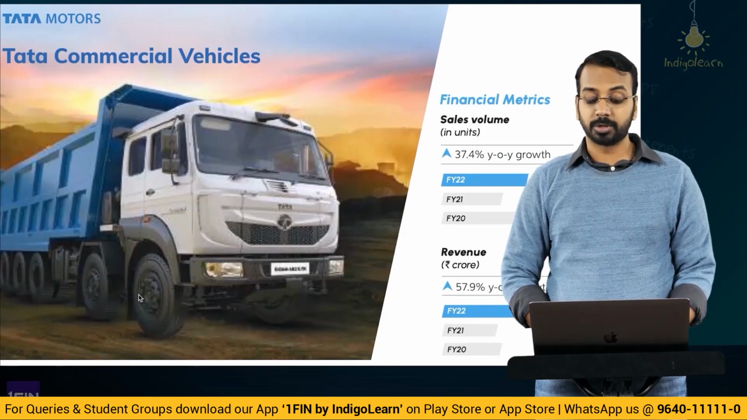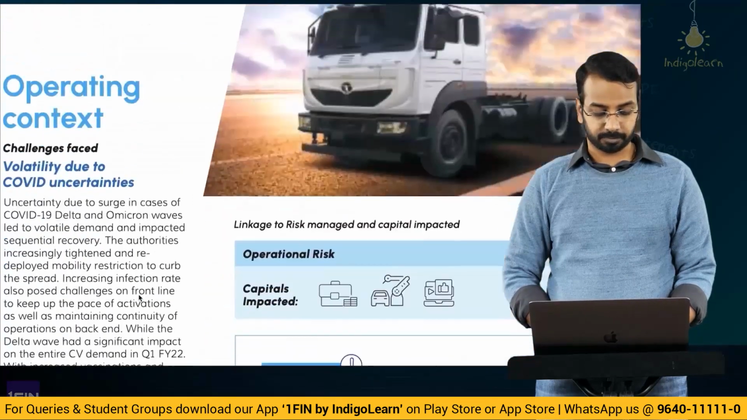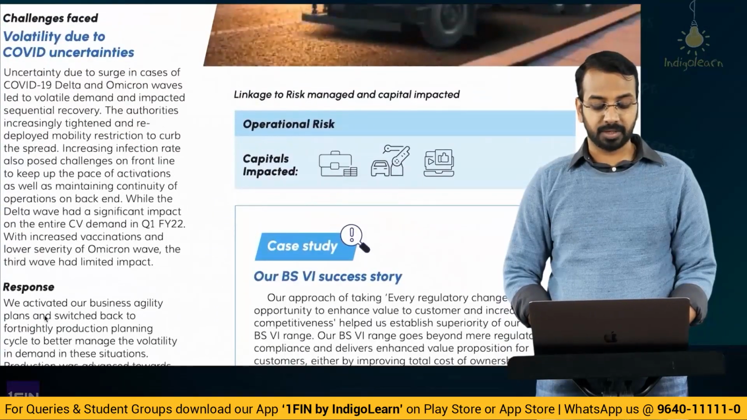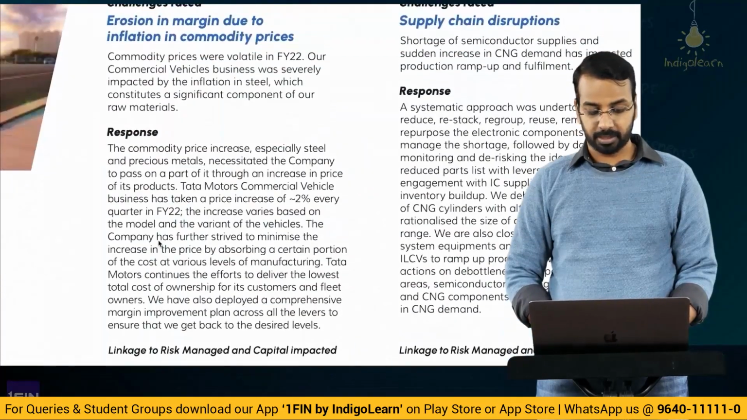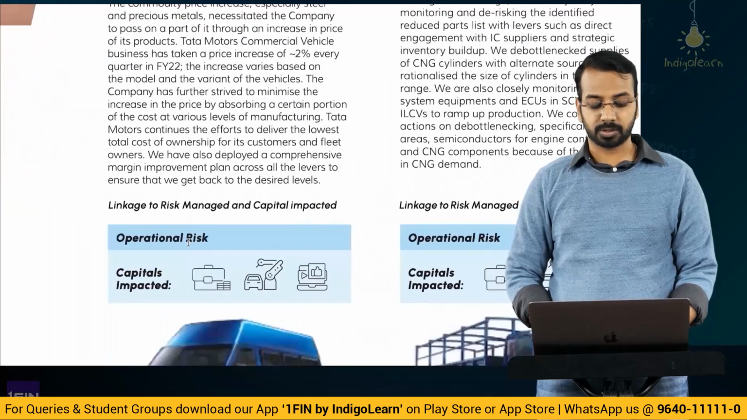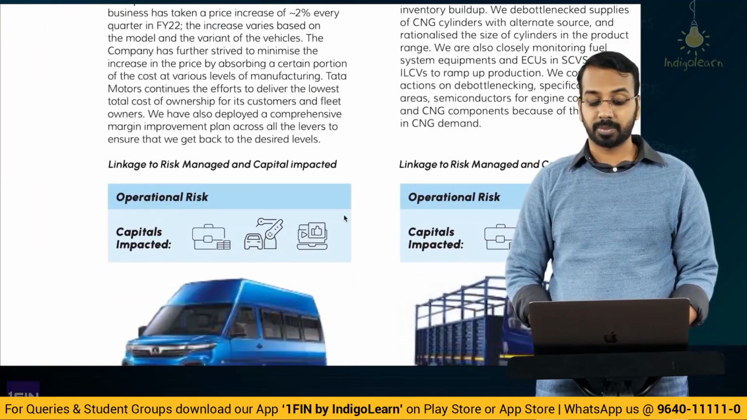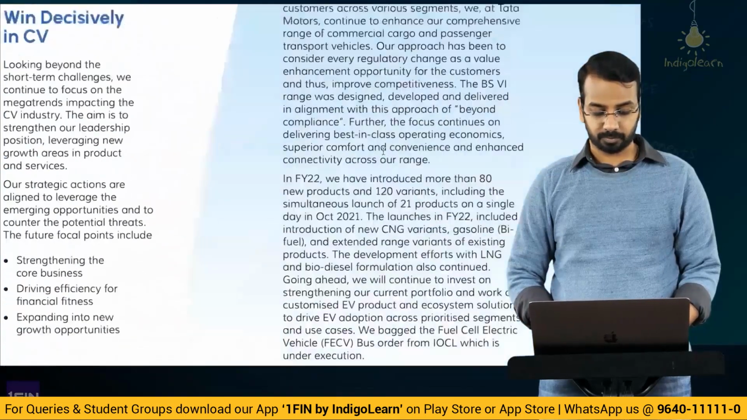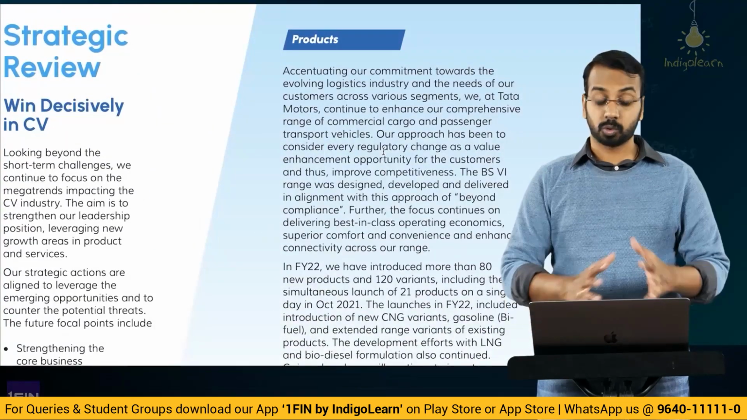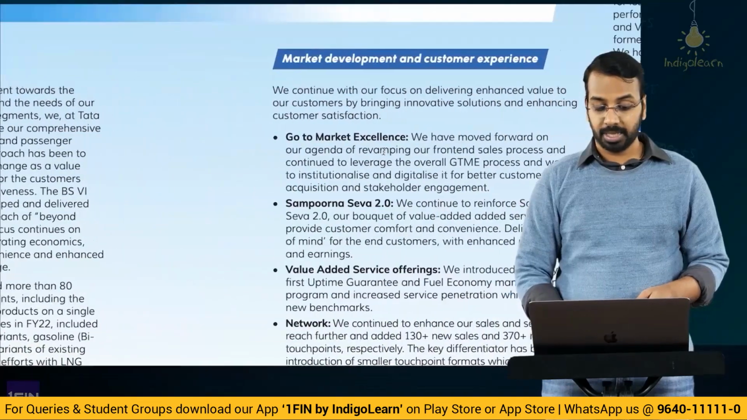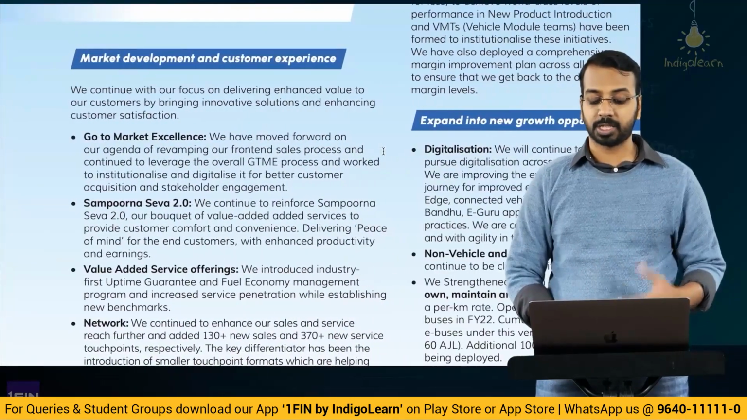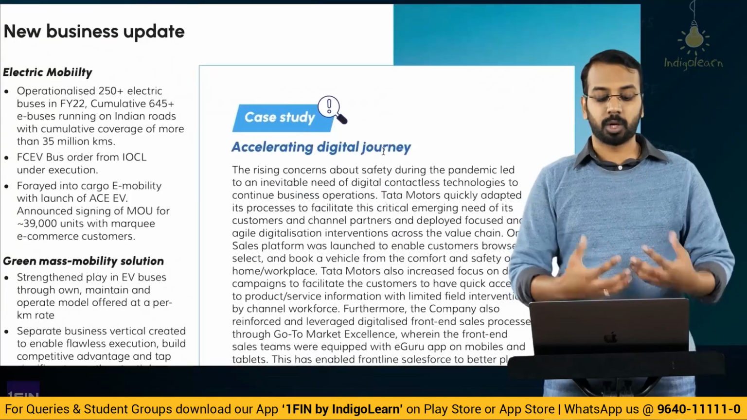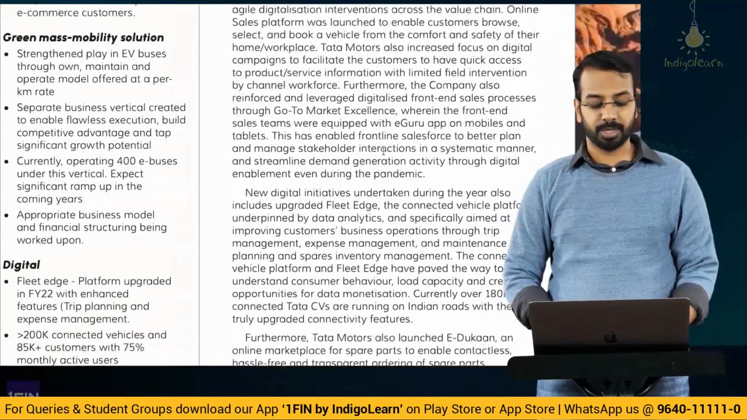Then the commercial vehicles financial metrics, operations, and here you see challenges faced and their response, and again challenges faced, response, what are the various capitals which are impacted, even that's being mentioned or discussed here. So basically that is a linkage. Strategic review: what is their overall strategic review and how do they want to develop the market, expand into new opportunities and all of that. New business update, whatever has happened in the new business update.